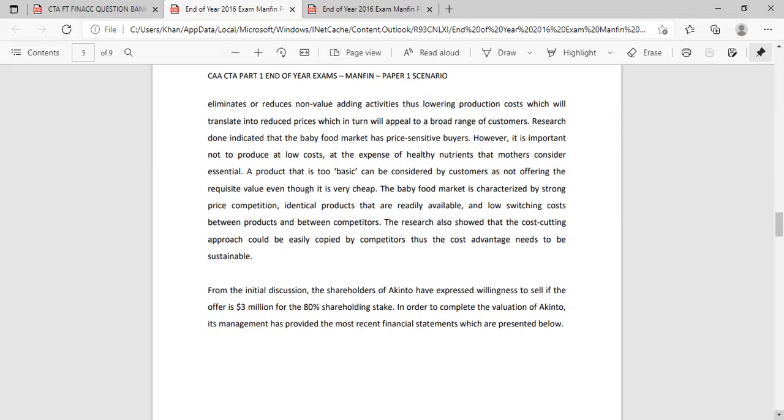The research also showed that the cost-cutting approach could be easily copied by competitors, thus the cost advantage needs to be sustainable. So this over here will help you with the risk question. Okay, so you'll have to use this to discuss the risks of this whole acquisition and so forth.